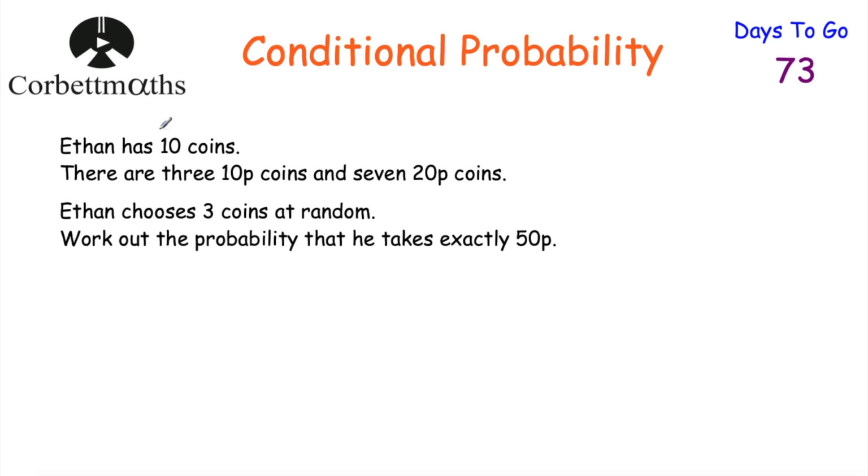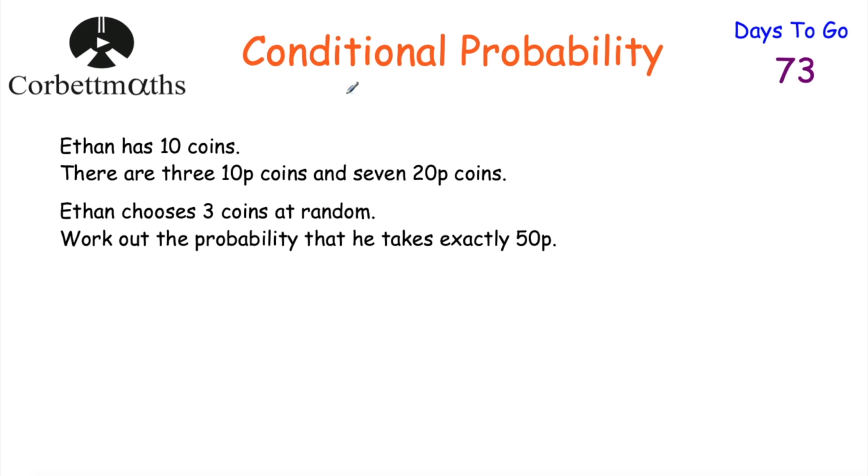So this question says Ethan's got 10 coins, he's got 3 10p coins and 7 20p coins. Ethan's going to choose 3 coins at random, and the question says find the probability that he takes exactly 50p. So in other words, he's got these coins, he's going to pick 3 coins at random without replacement, and the question is what's the probability that he gets exactly 50p? So pause the video and have a go at this question yourself.